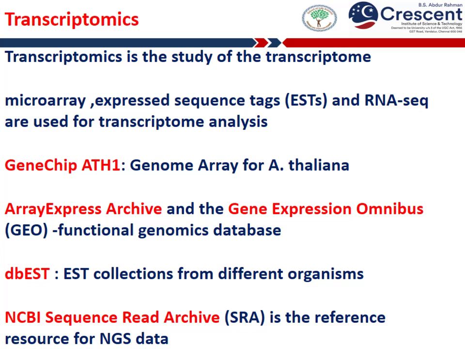dbEST at the NCBI is the specialized division of GenBank which contains all publicly available EST collections from different organisms, currently delivering ESTs from different plant species. The NCBI Sequence Read Archive (SRA) is the reference resource established in order to gather public NGS collections from worldwide, including data from Illumina Genome Analyzer, Applied Biosystems SOLiD System, Roche 454 GS System, and Helicos HeliScope.